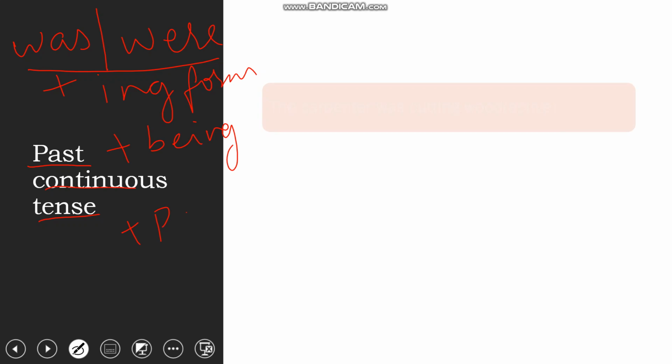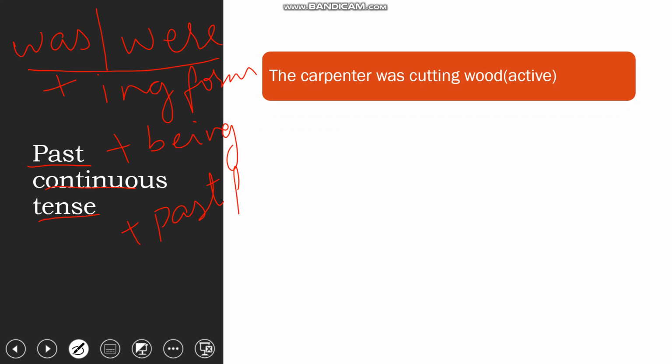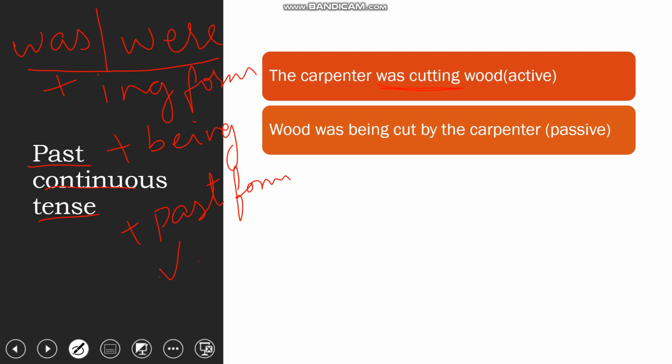That is, for example, the carpenter was cutting wood. This is in past continuous tense, right? The was implies that it is in past and cutting implies that it is in continuous tense, right? So now let's change this active voice sentence to passive voice. The wood was being cut by the carpenter. This is in passive voice.